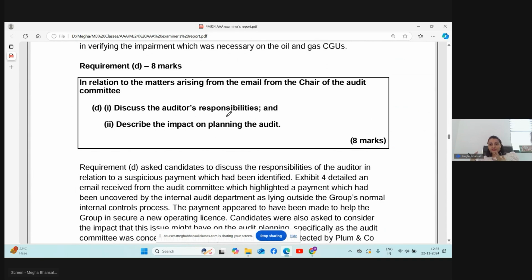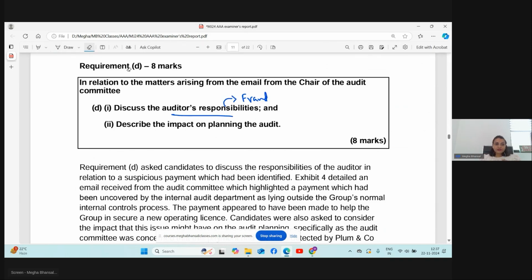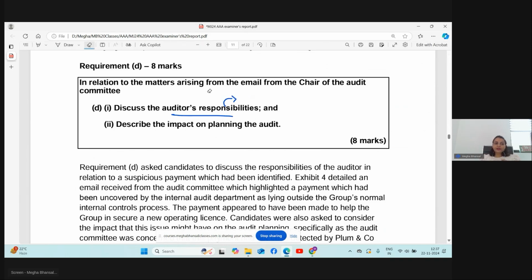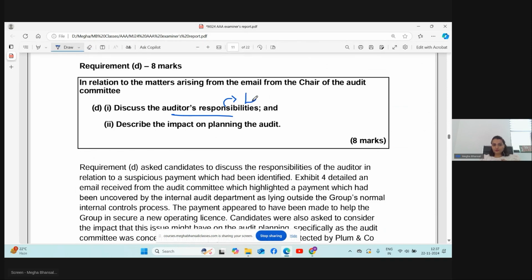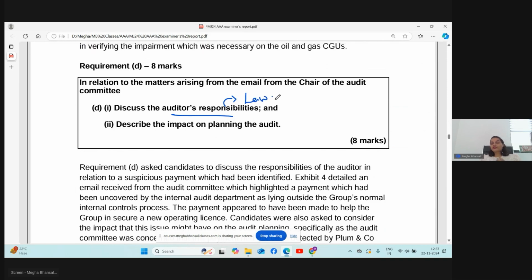Now this is something that the auditor did not identify during the audit. The audit committee is coming and telling you that this has happened. So what should we do now? You have to discuss auditor's responsibility in relation to any illegal payment. This will not be fraud. This will be non-compliance with laws and regulations. So what is auditor's responsibility with regard to law and regulation? A bribe is illegal or something unlawful. So that is what you had to focus on here.